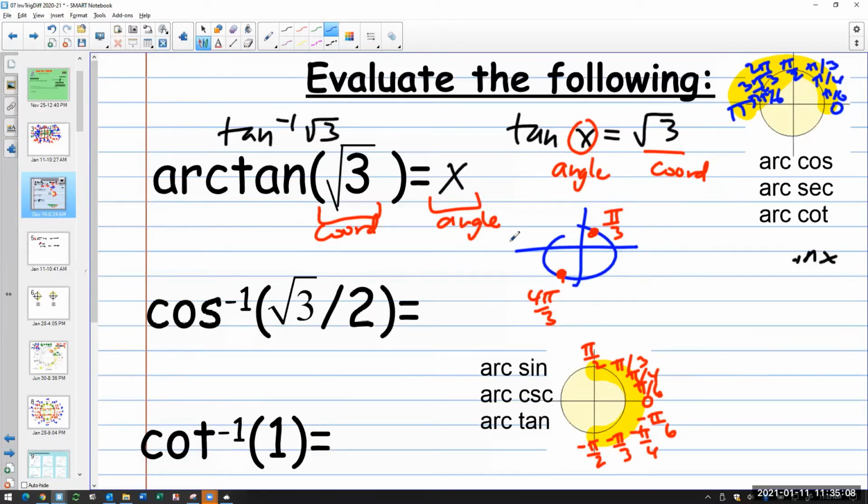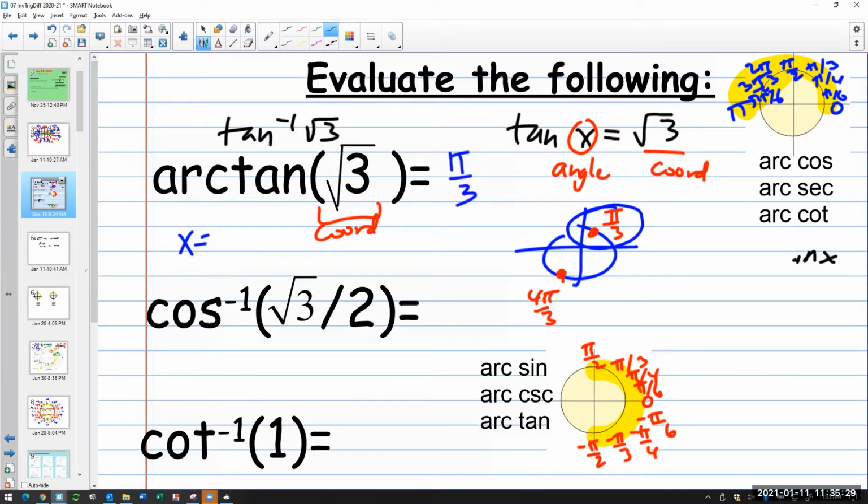All right. So guys, this answer is an arc tangent. I'm only allowed to choose this right side. So which answer is it? Pi over 3. So the answer to this arc tangent here is equal to pi over 3.